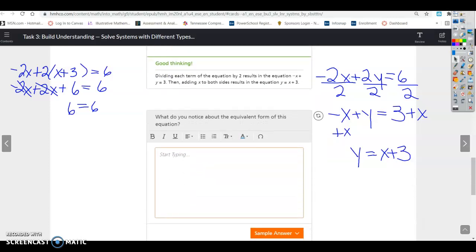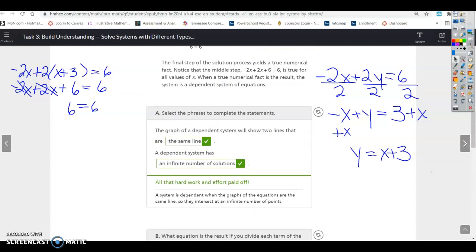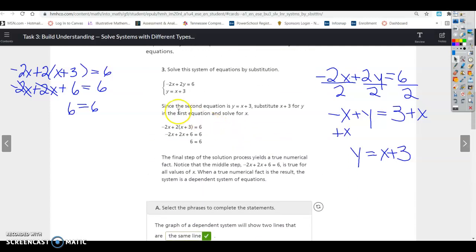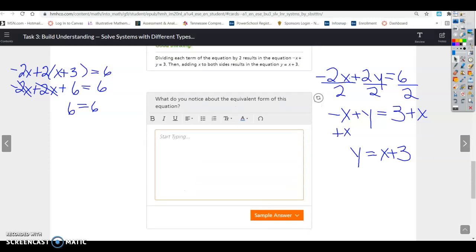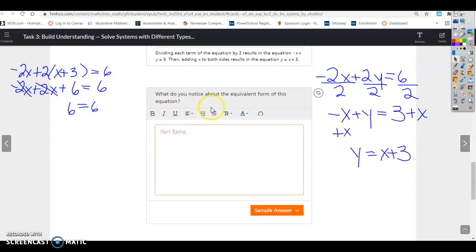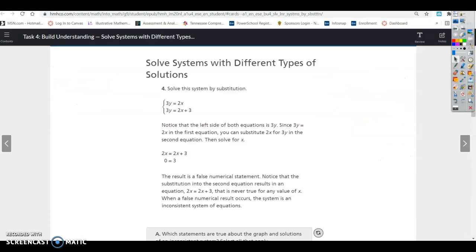And it says, what do you notice about the equivalent form of this equation? Well, if you look back, y equals x plus 3 is the second equation. So when we took the first equation and divided by 2 and then added x to both sides, we got the same equation. So you're going to notice that the equivalent forms result in having the same equation. They can be reduced to the same thing. All right, that's all for task 3. If you have any questions, let me know.